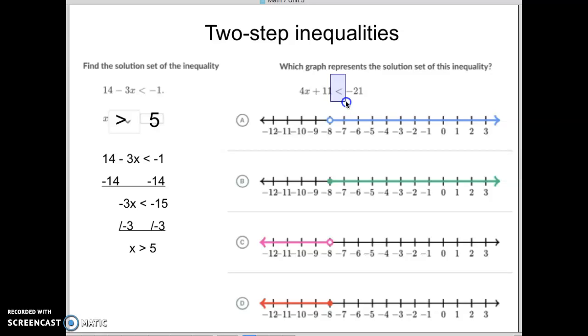So x will be less than. So we are looking for the answer where x will be less than negative 8, which in this case is letter C. That's how you do it today, guys.